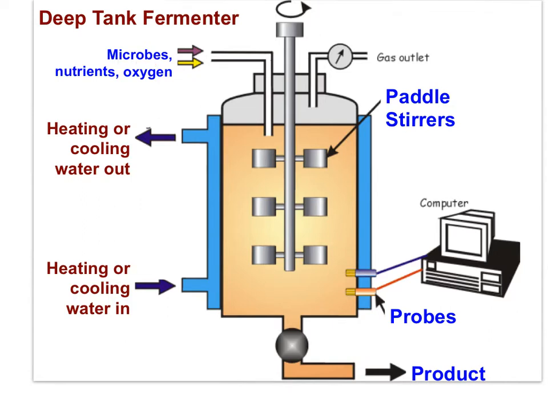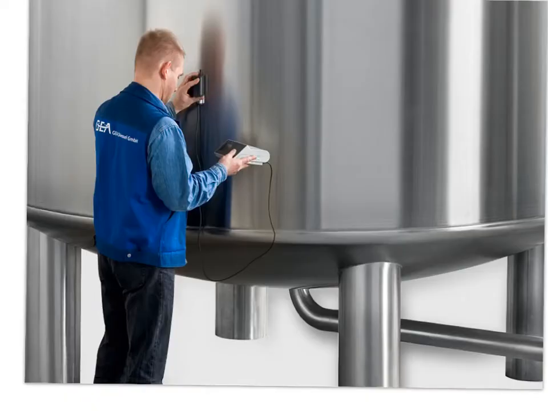Inputs are microorganisms, nutrients, oxygen. Paddles mix the organisms and substrates and enzymes. Proper temperature is maintained. Conditions are monitored carefully by probes to ensure optimal conditions for the microbes and for the production of product. Here is a photograph of a deep tank fermenter. Conditions are monitored carefully by probes to ensure optimal conditions for the microbes and for the production of a product.